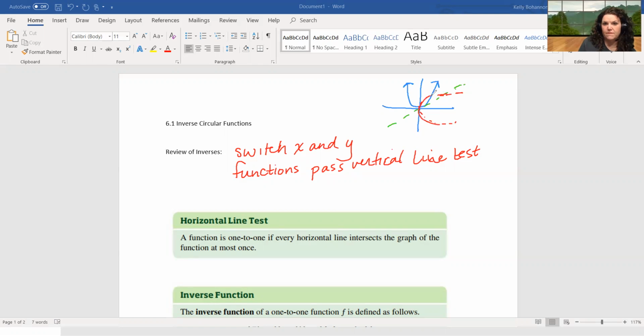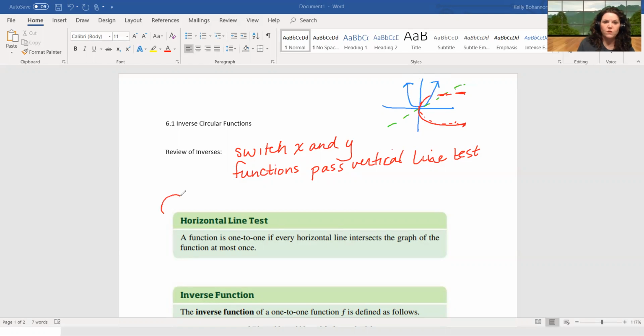right? And it would not be a function. So we have to restrict the domain. If we restrict the domain and drop off the bottom part, we make it a function. But as it is, it is not a one-to-one function.